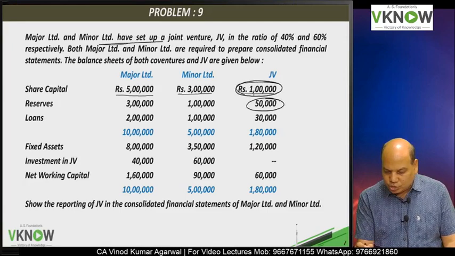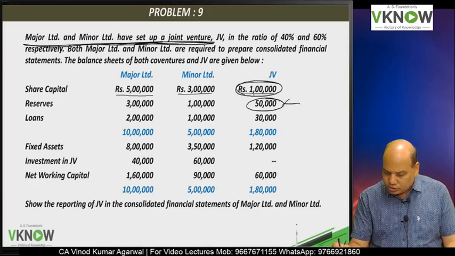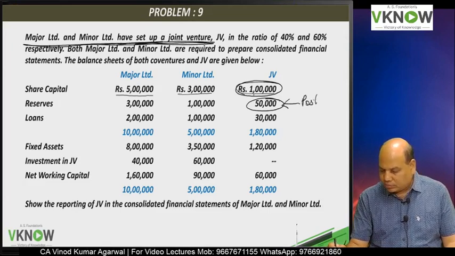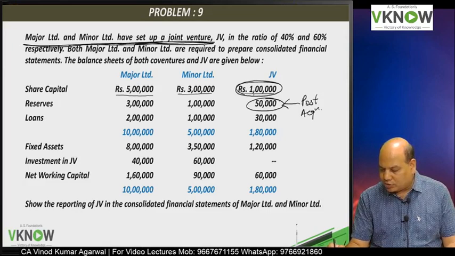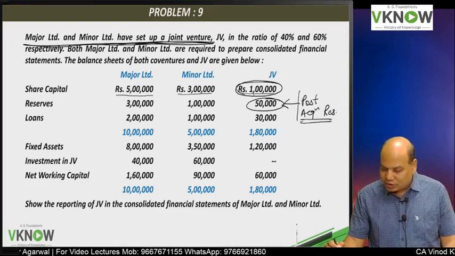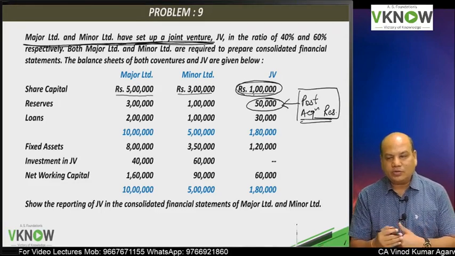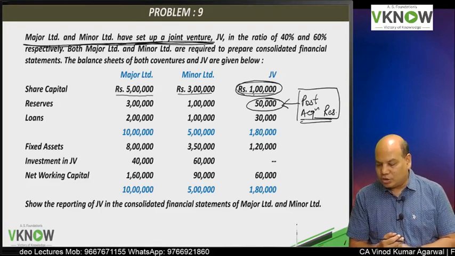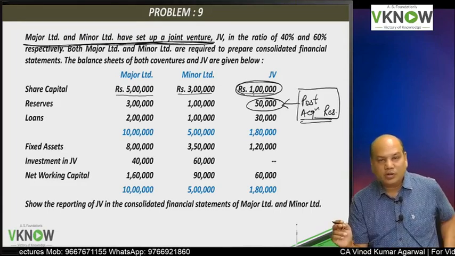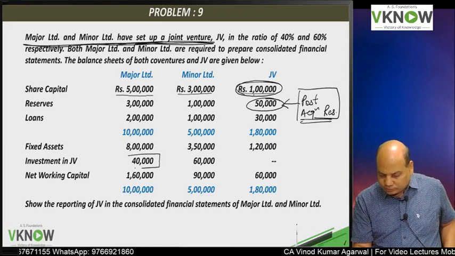Now this joint venture was set up by these two companies. So this reserve will be fully post acquisition reserve, because it's a newly formed joint venture. So whatever reserve is created is only after the creation of the joint venture. So entire 50,000 is treated as post acquisition, loan, fixed asset. Now look at the investment, tick mark.